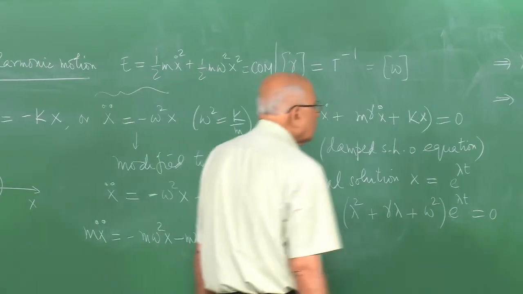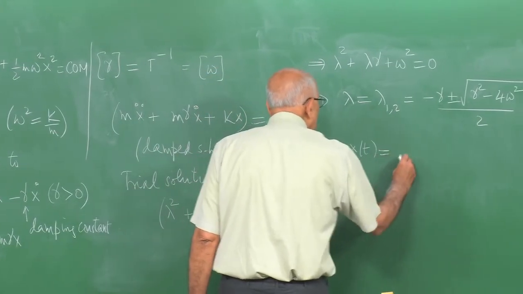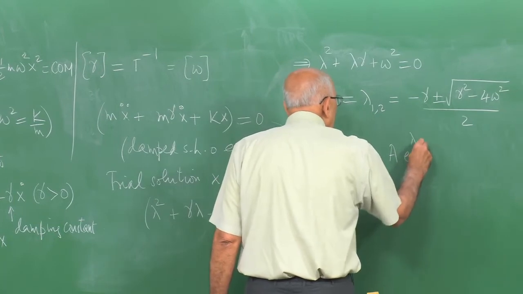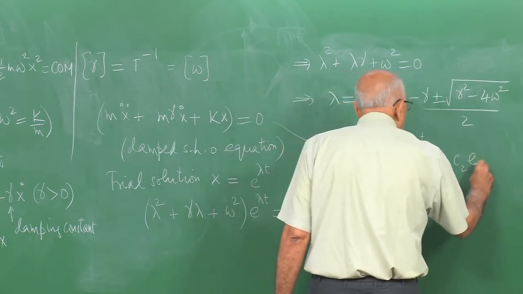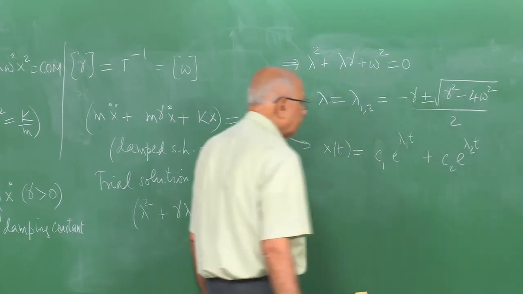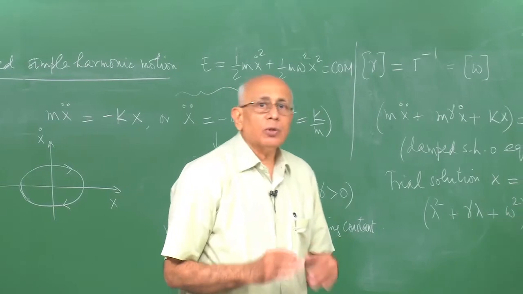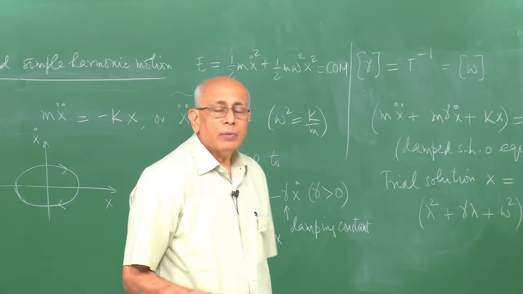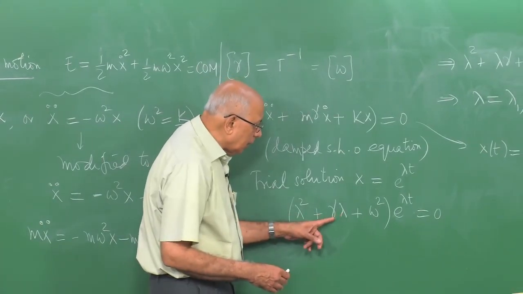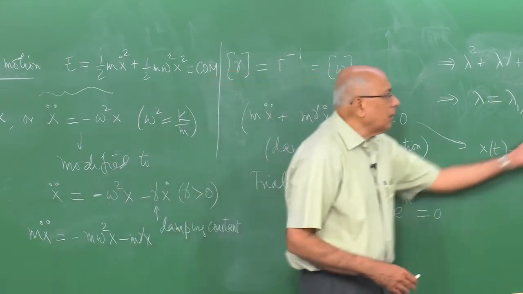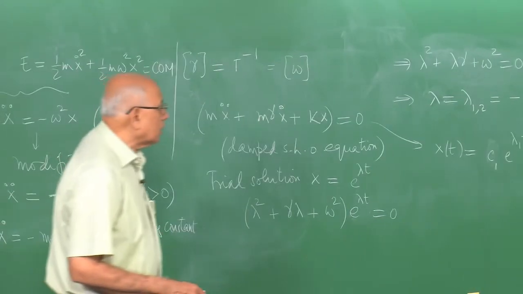So the most general solution of this equation would be of the form x of t equal to some constant times e to the lambda 1 t, let us call it C1 for the moment, plus some other constant C2 times e to the lambda 2 t. That is the most general solution, where the constants C1 and C2 have yet to be determined, but the exponents, the coefficients lambda 1 and lambda 2 are determined in terms of the parameters in the problem, namely gamma and omega, by these expressions here. These are the only possibilities for the general solution.